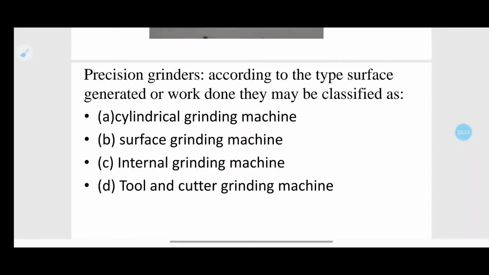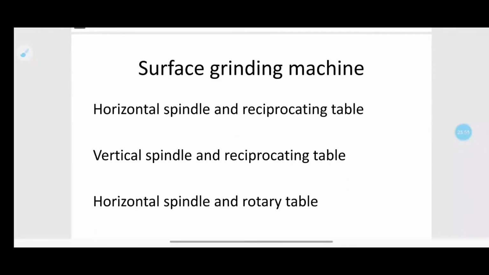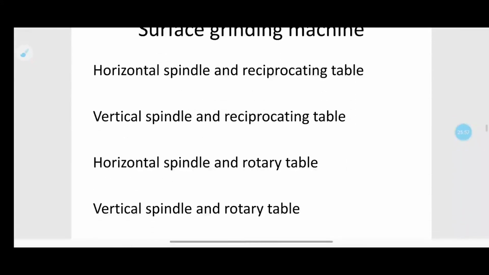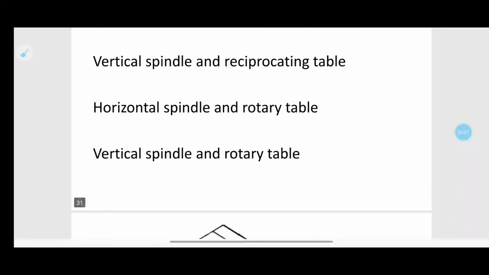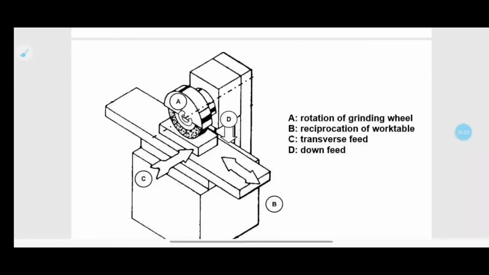Next, precision grinders. According to the type of surface generated or work done, they may be classified as cylindrical grinding machines, surface grinding machines, internal grinding machines, and tool and cutter grinding machines. Surface grinding machines have a horizontal spindle and reciprocating table, a vertical spindle and reciprocating table, a horizontal spindle and rotary table, and a vertical spindle and rotary table.